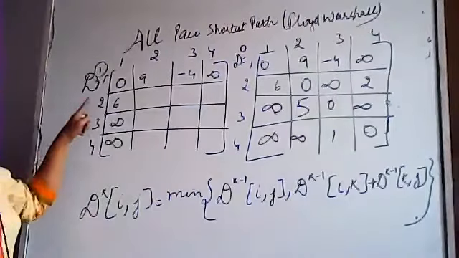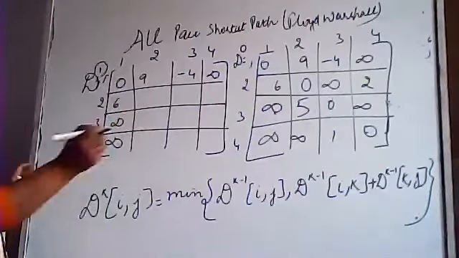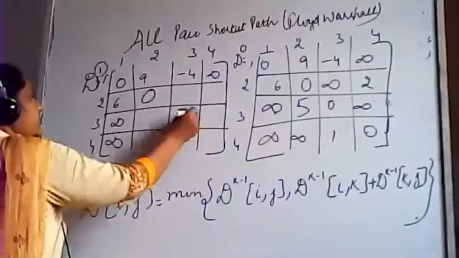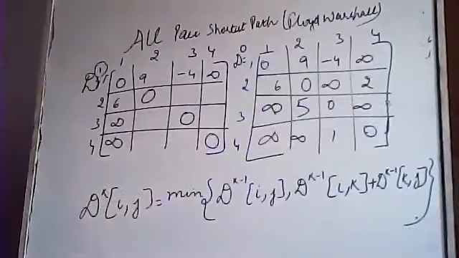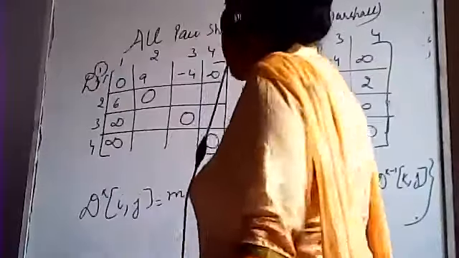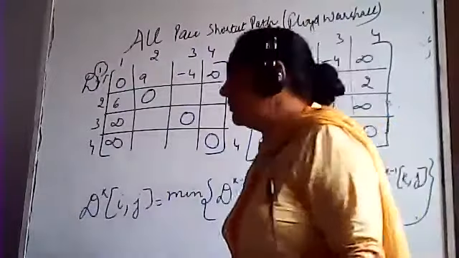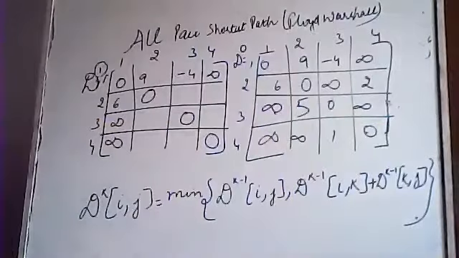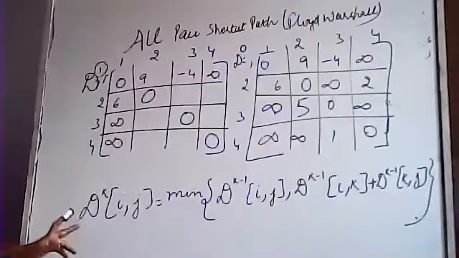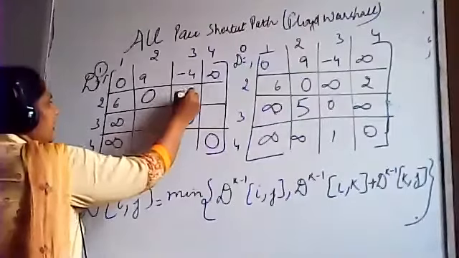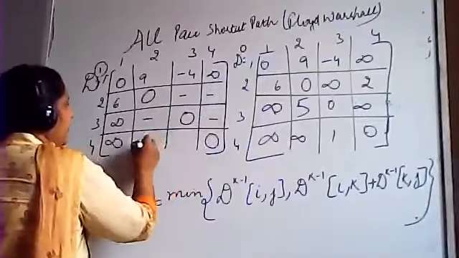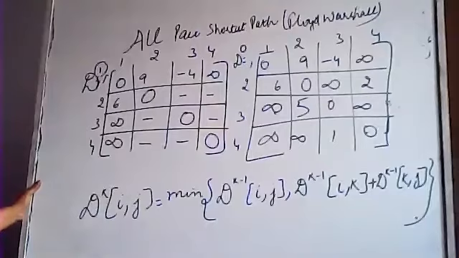Second step, where row number and column number are the same, put 0. Is this step clear? Okay. Next, you have to substitute the values in this formula every time. Now we have to calculate how many values: 1, 2, 3, 4, 5 and 6. In every matrix we are going to calculate 6 values, that's it.